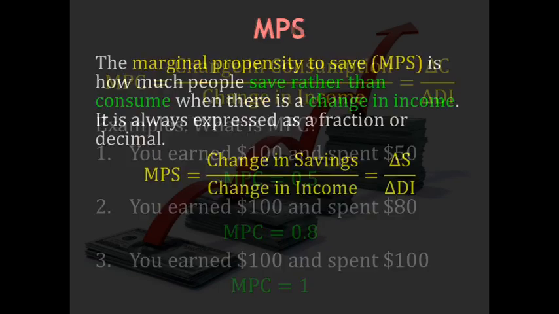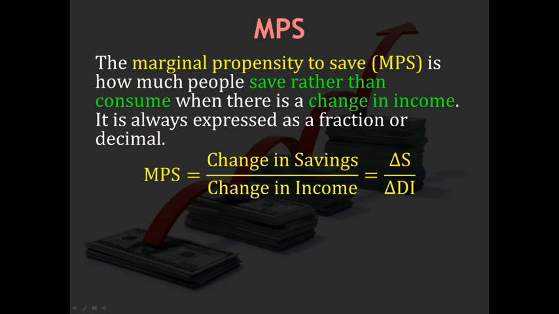Now the flip side of that is the marginal propensity to save. It's how much people save rather than consume when there's a change in income. And again, it's expressed as a fraction or decimal. So MPS is equal to the change in savings over the change in income.